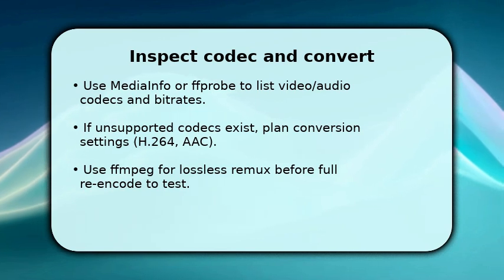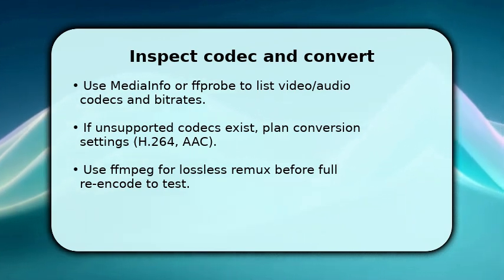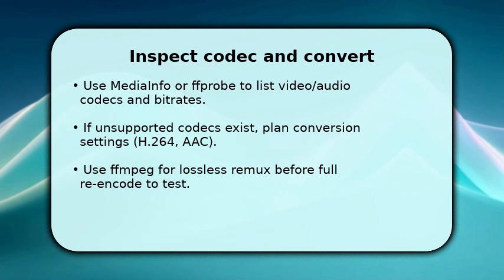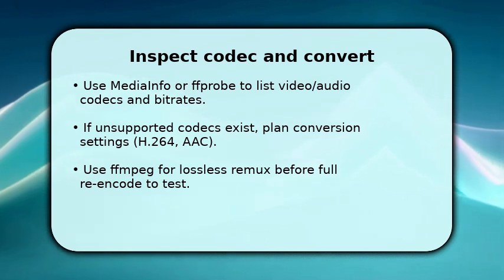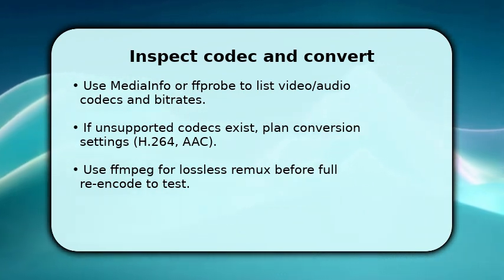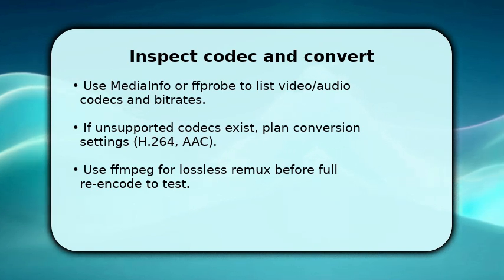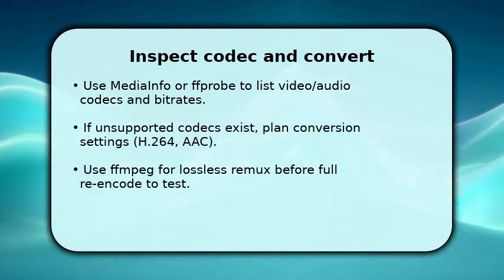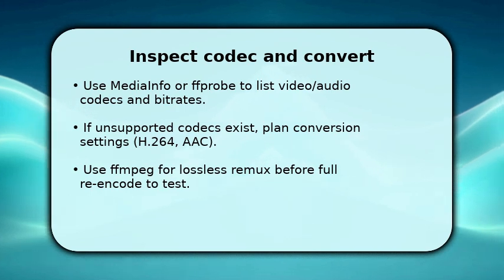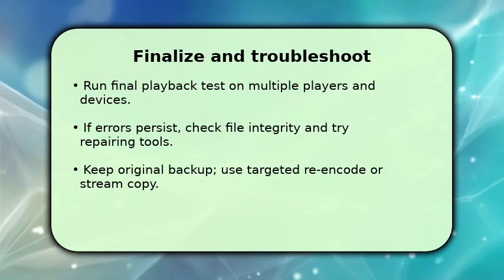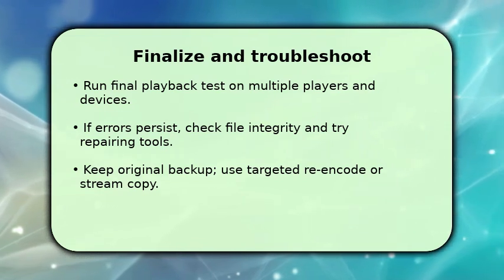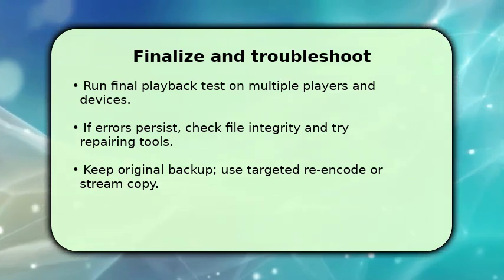If codecs are exotic, remuxing into a compatible container can fix it quickly. Use FFmpeg to copy streams without re-encoding. If remuxing fails, convert the track to widely supported codecs like H.264 for video and AAC for audio, choosing a reasonable bitrate. Finish by testing playback across a couple of players and on another device to confirm success.